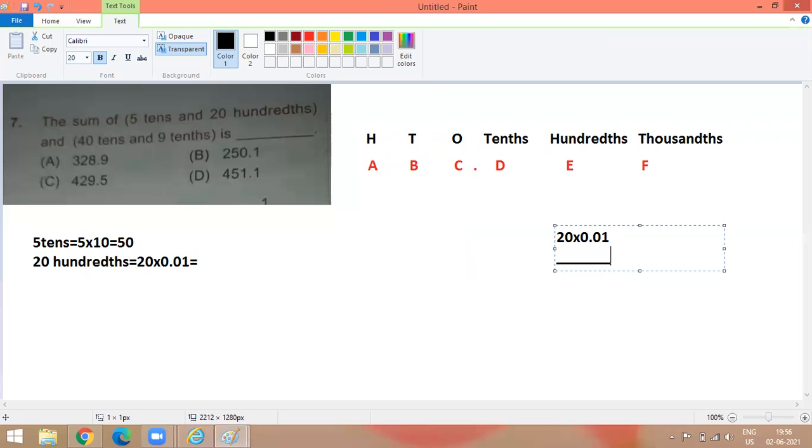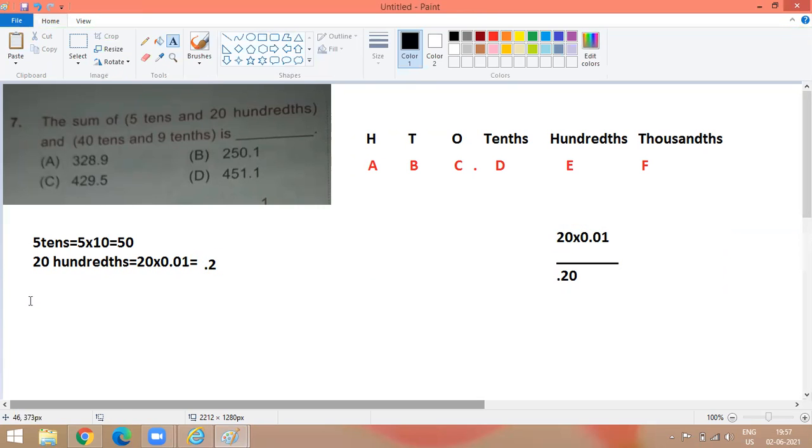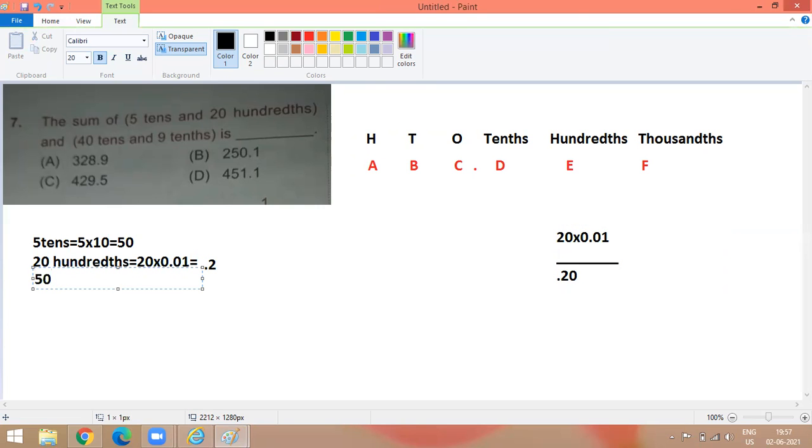Forget about the decimal point. First you will multiply the numbers. This is nothing but 20 into 1 is 20. After multiplying, you have to place a decimal point after two numbers. See here, in this case, the point is after two numbers, right? Even in this case, we will place a decimal point after two numbers. So the answer is 0.2. Merging both, the first number is nothing but 50.2.